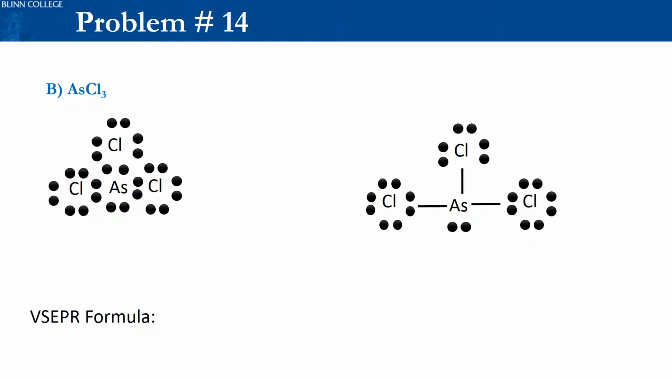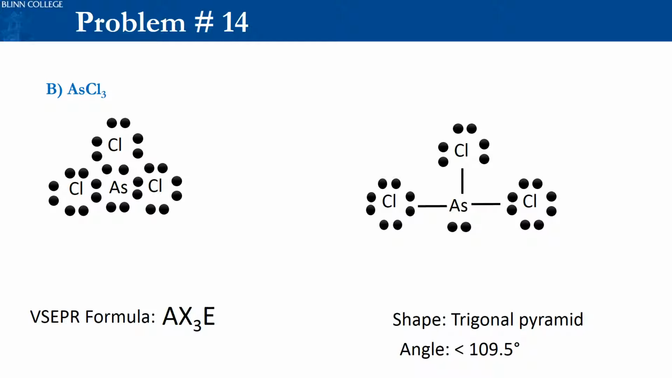We have a VSEPR formula of AX subscript 3E. A indicates a central atom. X subscript 3 means that there are 3 atoms attached to the central atom, and the E tells us that there is 1 lone pair. This results in a trigonal pyramid shape, and it has an angle of slightly less than 109.5 degrees.